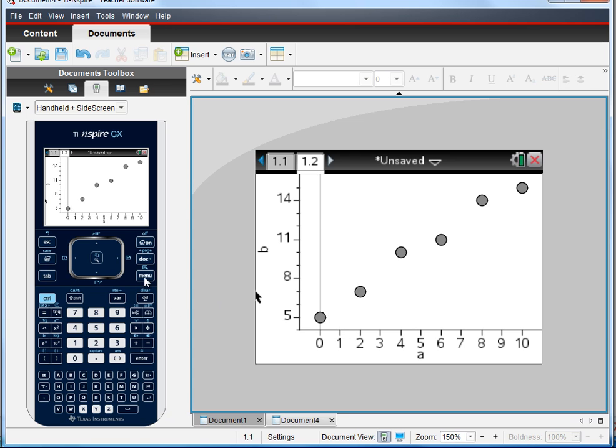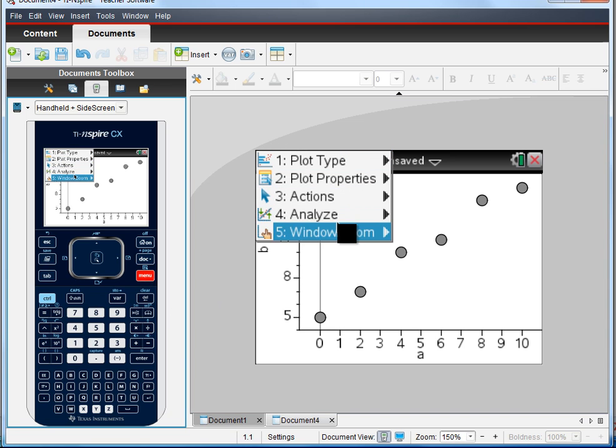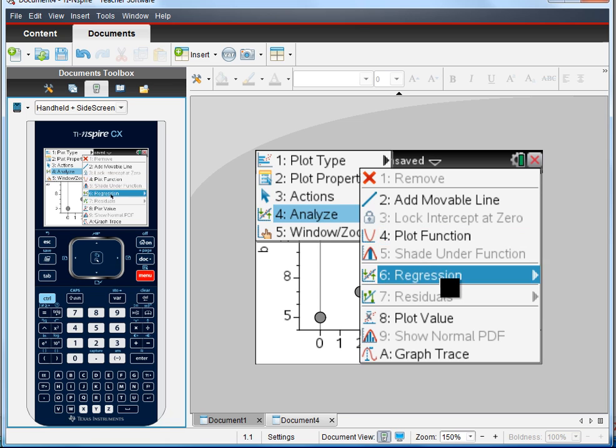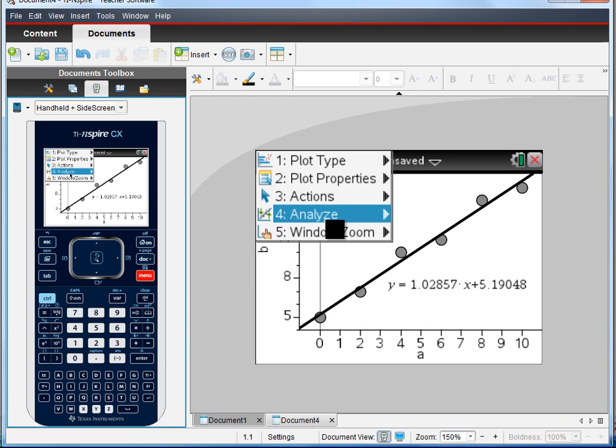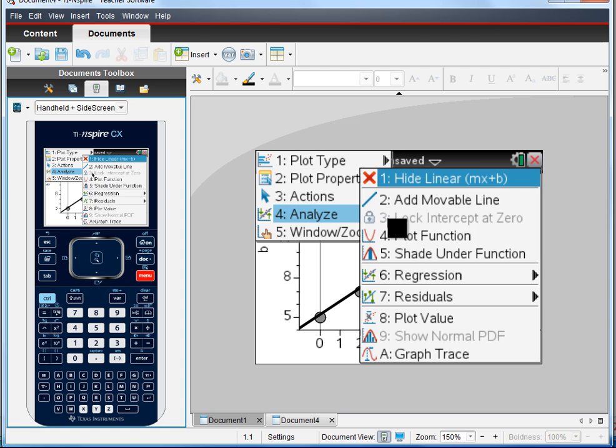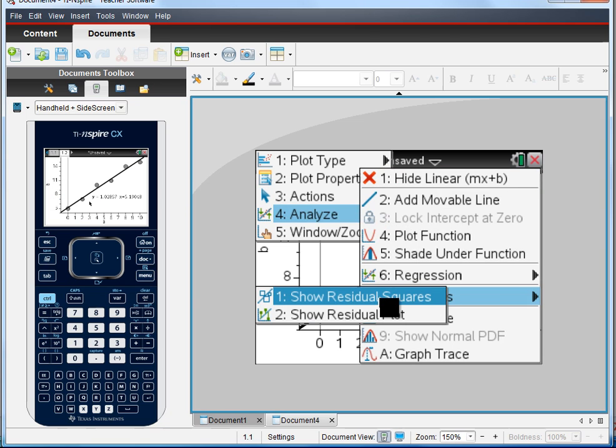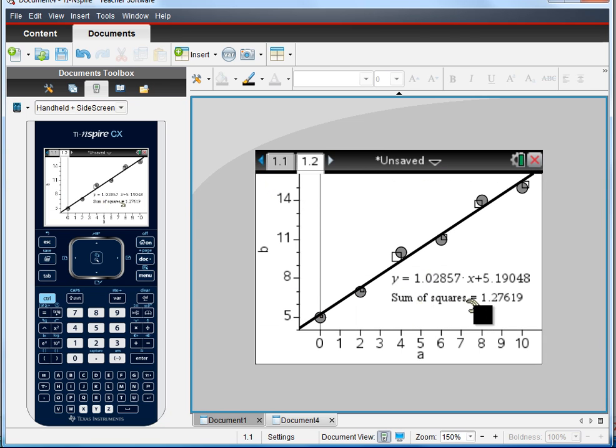So if we were to do a linear regression here, we see that all the points are pretty close to the line. So if we have a look at the residuals, the sum is a very low value.